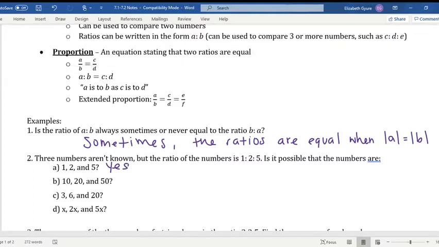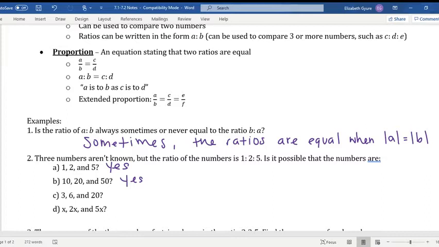Could the numbers have been 10, 20, and 50? I see a few yeses. Let's see what Brandon sent me. Yep, I agree. This would also be a yes, because if you take those numbers, write it as a ratio, reduce said ratio, you would divide them all by 10, and you would end up with 1 to 2 to 5. Would 3, 60, and 20 work?